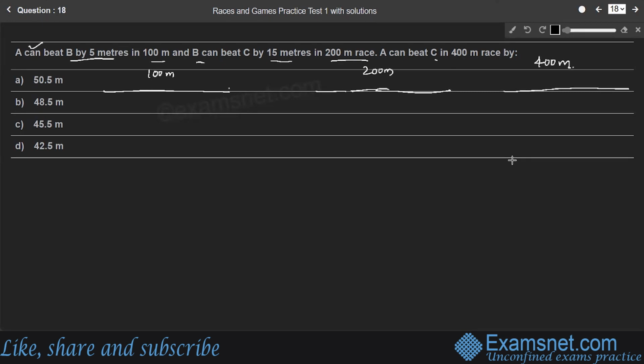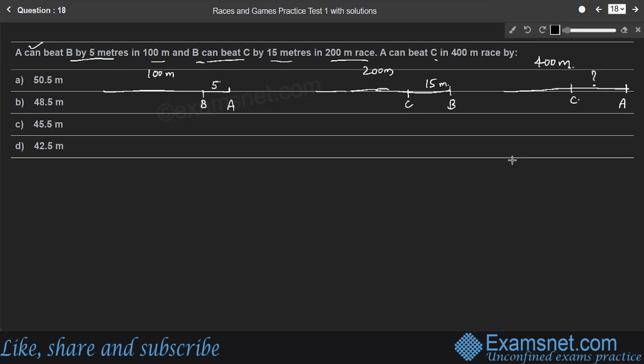So in the 100 meters race, A can beat B by 5 meters, right? Whereas in the 200 meters race, B can beat C by 15 meters. Whereas in the 400 meters race, A can beat C by how many meters? This distance you need to find. To find that, let us go in reverse manner. First, we need to find, in the 100 meters race, how much A can beat C.